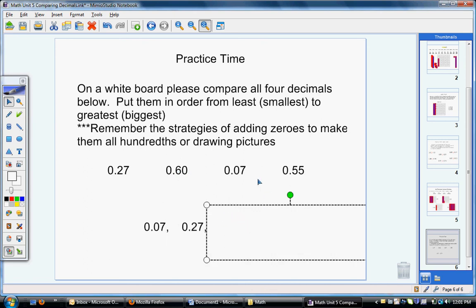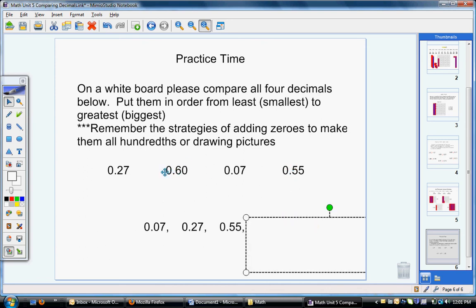The nearly biggest one would be the 55, because between 60 hundredths and 55 hundredths, the 6 is greater than the 5, so the 55 would be next. And last but not least, you can see out of all four of these numbers, the 60 hundredths is going to be the greatest one, because that 6, the first number next to the decimal, is the biggest. Did you get the four numbers correct?